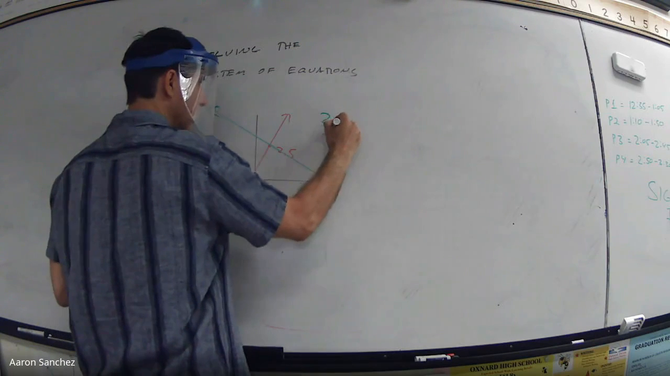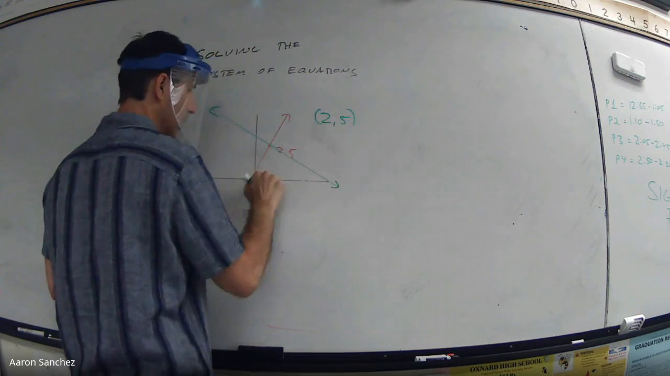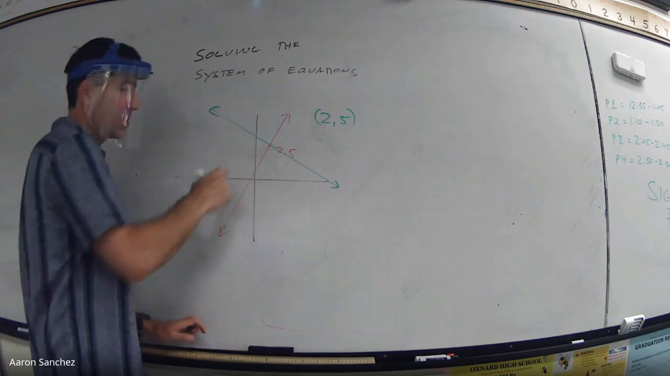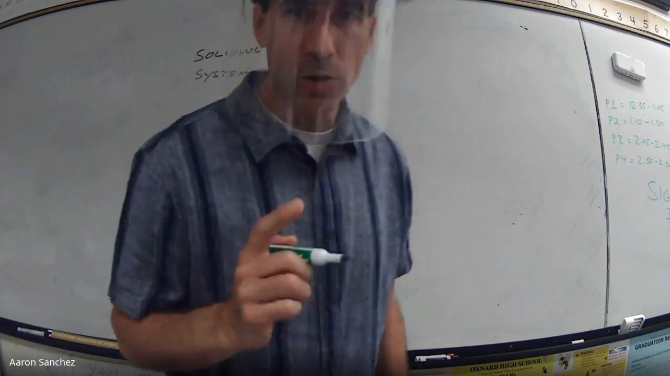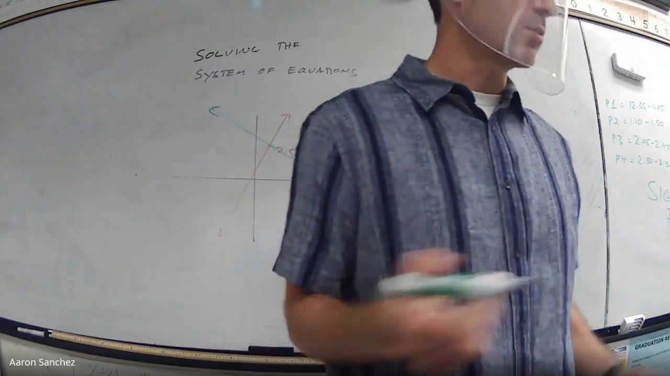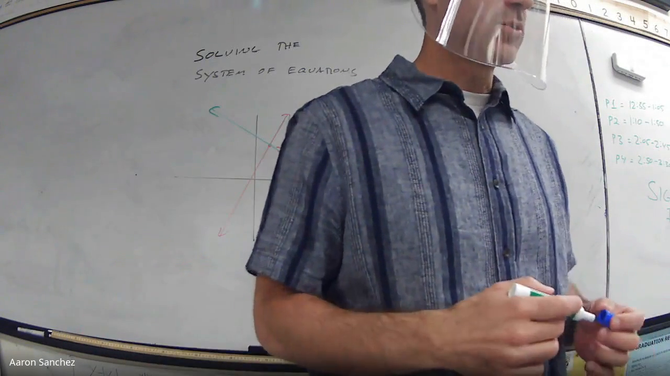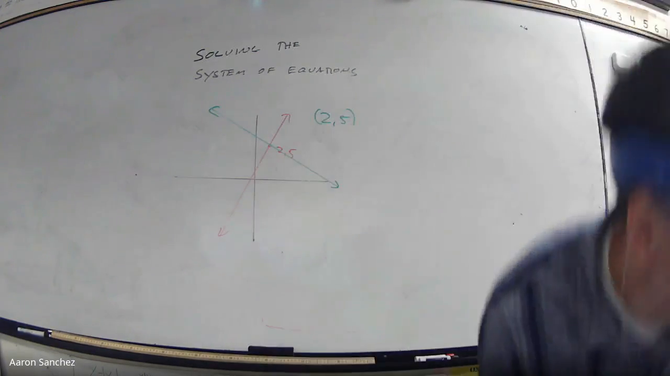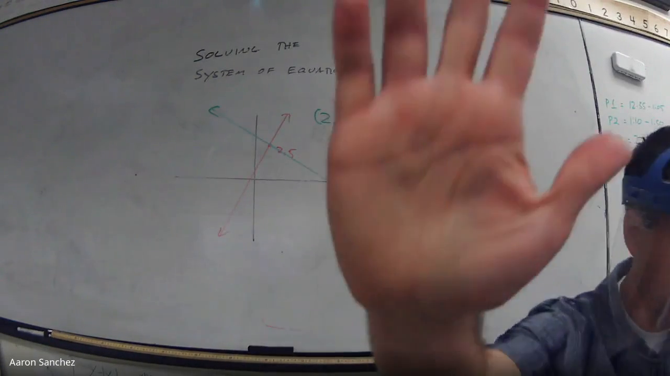So my answer would be 2, 5, right? That means over 2, up 5. So the system of these two lines, system of equations, is 2, 5. Now notice you need an x and a y value to show where they intersect. Okay? So now raise your hand if you know what system of equations means. Put your hand in front of the camera. You might not know how to solve it, but you know what it means.